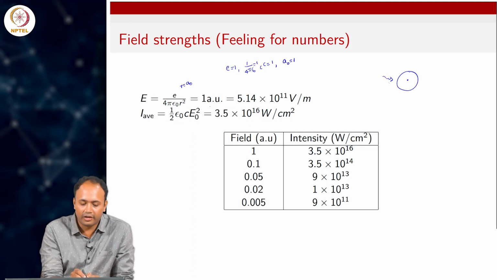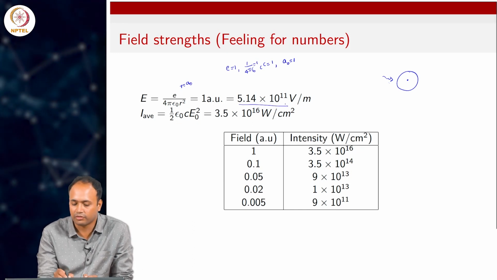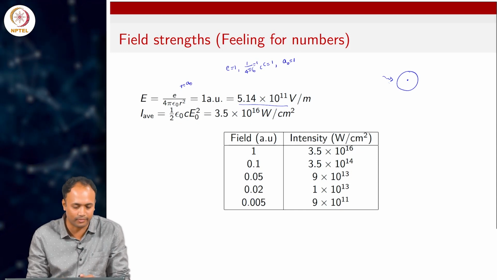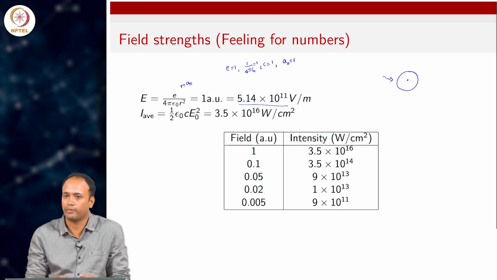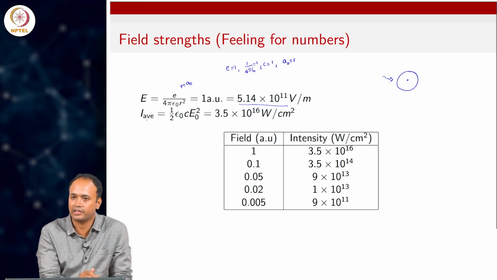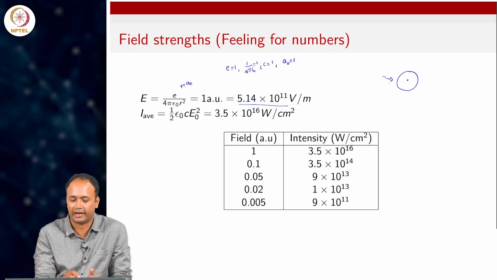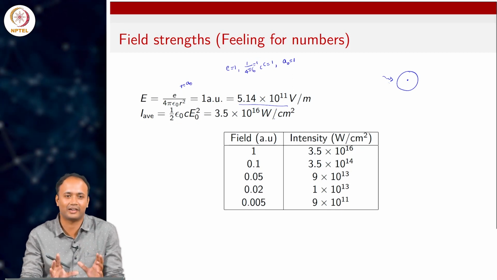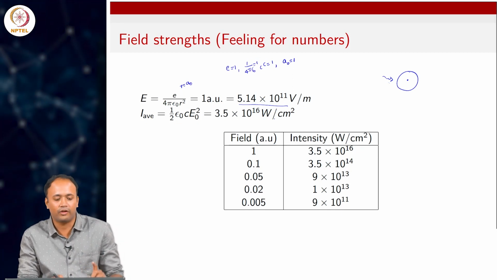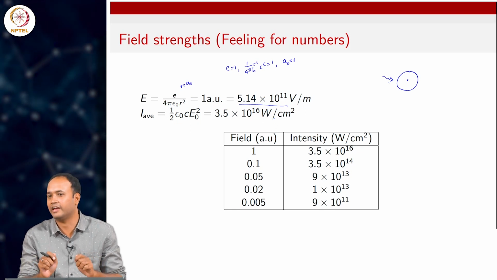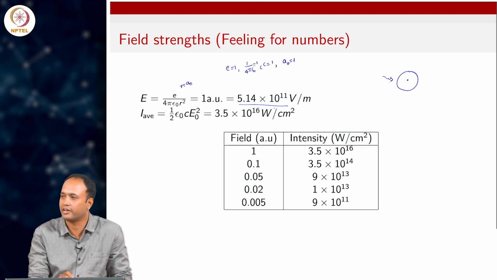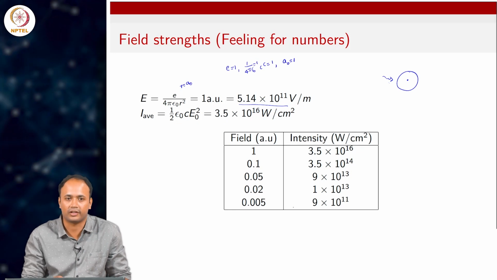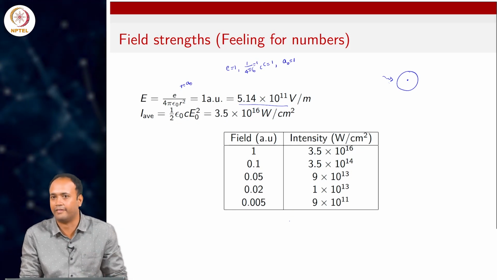Now 1 atomic unit of field strength in SI units corresponds to 5 times 10 to the 11 volt per meter, just to get some feeling for numbers. If I have a monochromatic wave and I compute the average intensity with this particular field strength, I get 3 times 10 to the 16 watt per centimeter square. Let's keep this as a reference. So 1 atomic unit, the field that's binding the electron with the proton, corresponds to this field strength, and a monochromatic field with the same field strength corresponds to 3 times 10 to the 16 watt per centimeter square of average intensity.